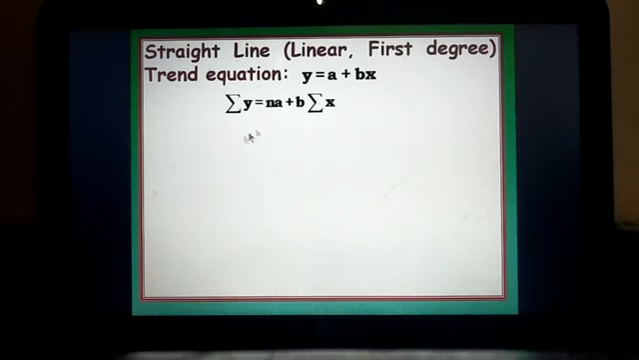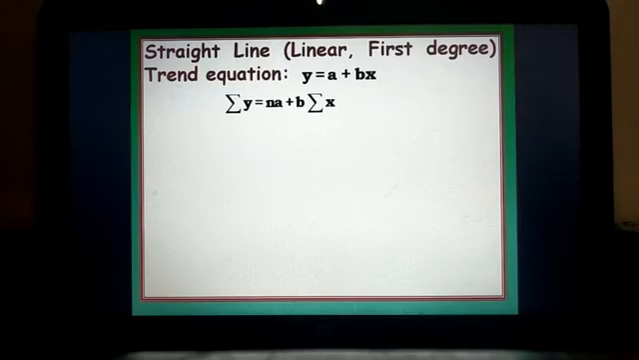So the first normal equation was applying summation to this particular equation. What will it become? Summation of y is equal to summation of a constant. You know already, any constant, if it is summed over n times, will become n multiplied by that constant, so it will become na plus b as a constant outside. Summation is applied only to variables, that's why summation of x remains. This is the first normal equation.